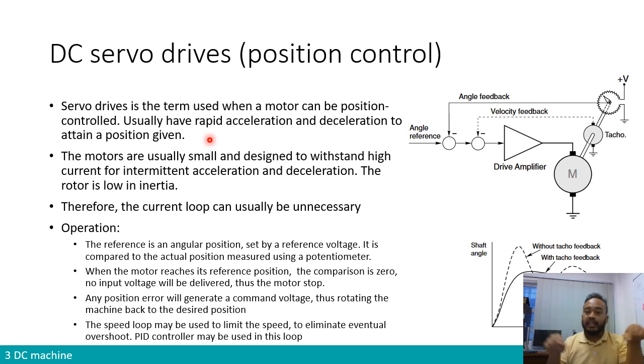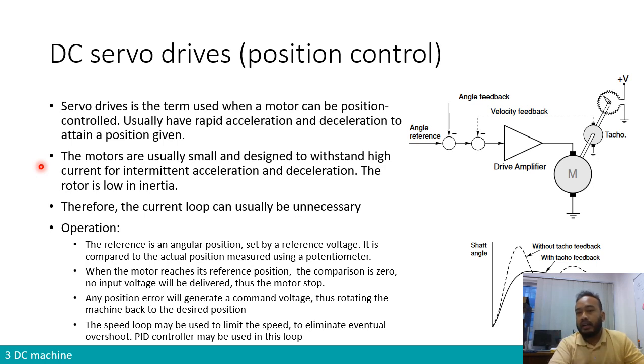So you can see in general, the idea of the loops embedded in one another is that internally you have the torque or current loop, and then you have the speed loop, and from the outside you have the larger one, which would be the position loop. So DC servo drives is when we talk about position control. The motors in this kind of application are usually very small, because of rapid acceleration and rapid deceleration.